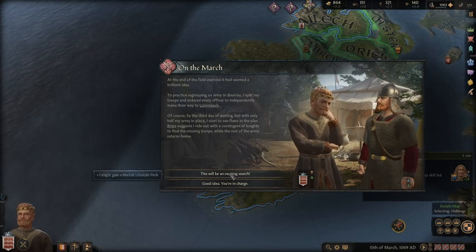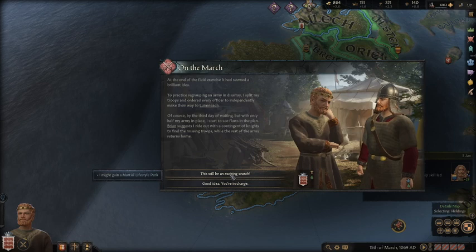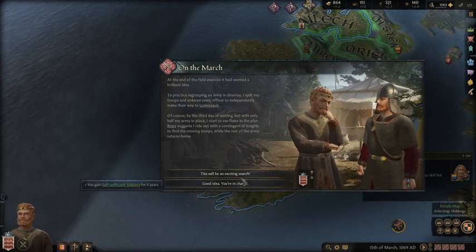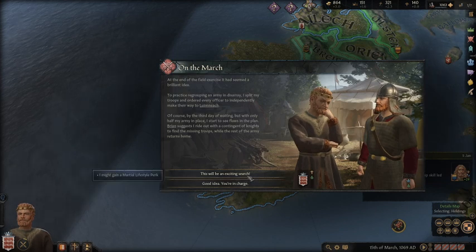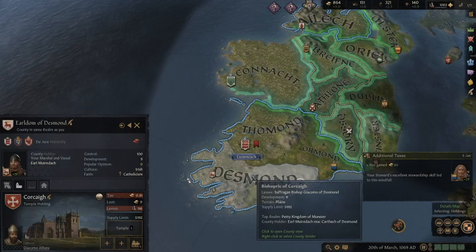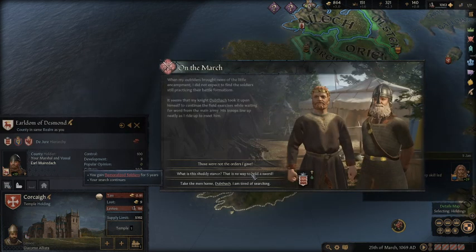We can either go for the possibility of getting a martial lifestyle perk, or, good idea, you're in charge. I'll go for the lifestyle perk. The possibility of a lifestyle perk.